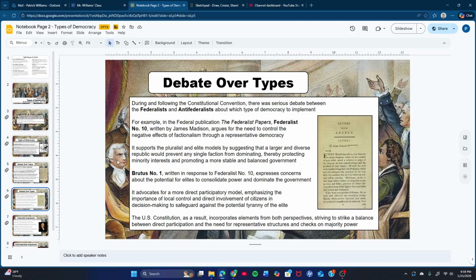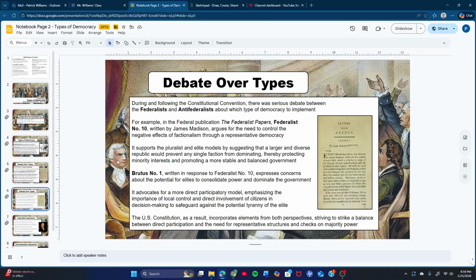That's really what Fed 10 is arguing for, in James Madison. There's a need to control the negative effects of factionalism through a representative democracy, because Madison's hope was that if you say something really, really wicked and wild, there'll be somebody else to say, I don't really know about that. Let's not go there. So his hope was that people would check each other. So let's look at Brutus 1, okay?